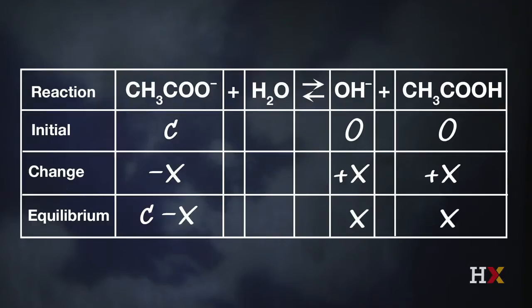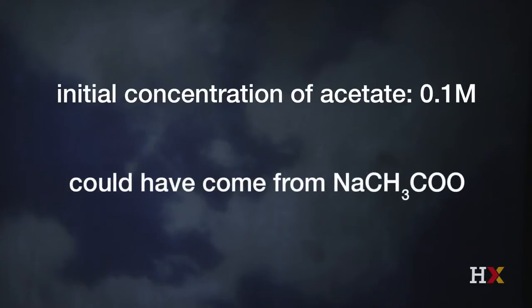But now, as we did in the case of adding a weak acid, we have an initial concentration of the acetate, 0.1 molar, but it doesn't matter how that acetate was formed. We could have added sodium acetate, CH3COONa, to the water, or we could have added the strong base, NaOH. We would come out with exactly the same result.